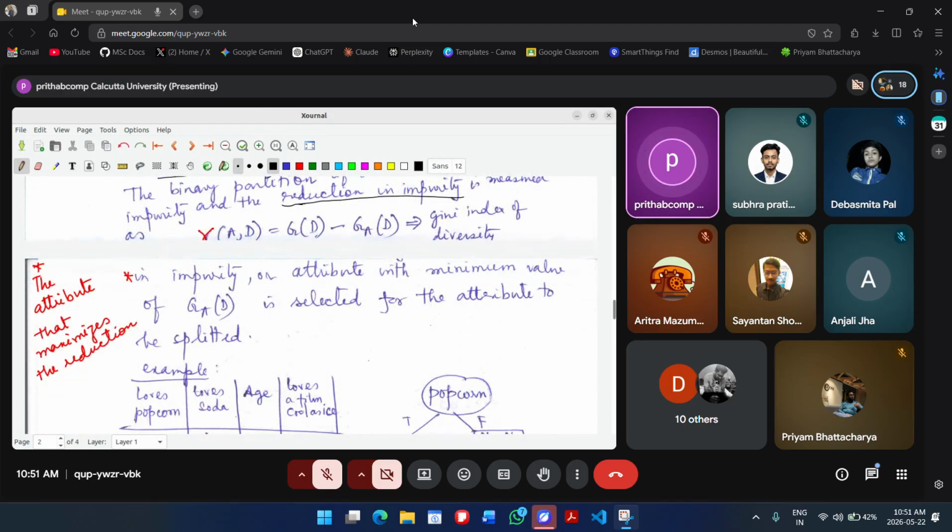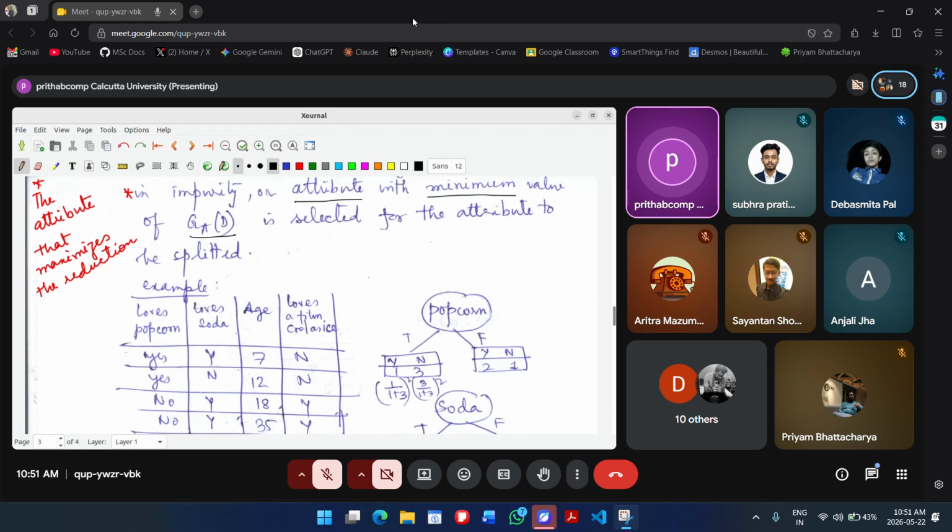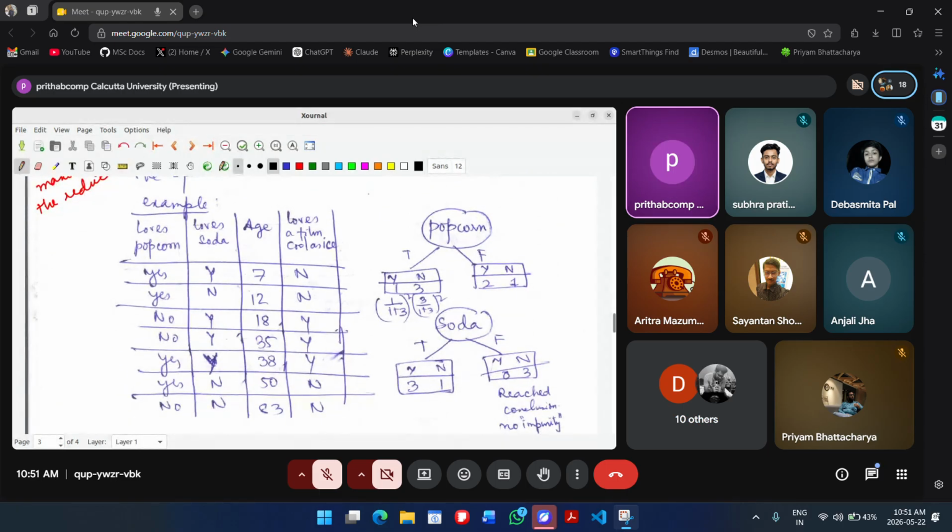Okay, so the attribute with the minimum value of G A of D is selected. That is what I was saying, we want to minimize the impurity. So that's why we choose the attribute which has the minimum value of this G A of D. That one is selected for the attribute to be split. That means the attribute that maximizes the reduction.